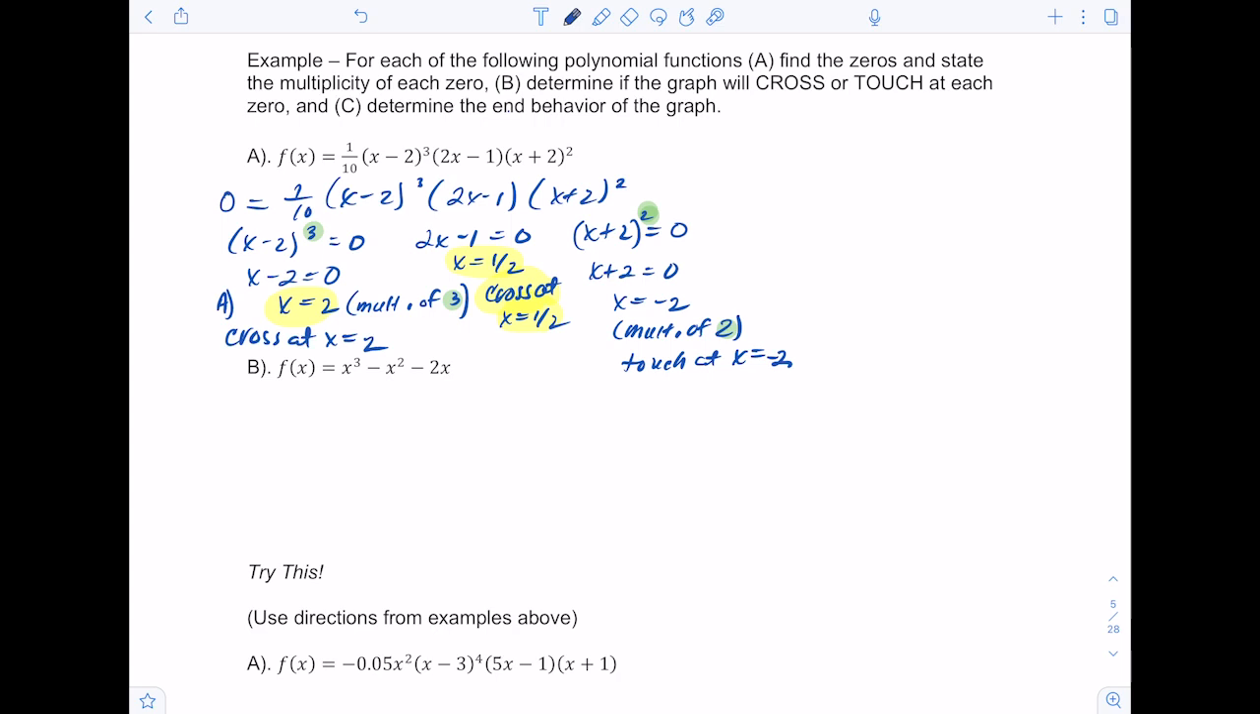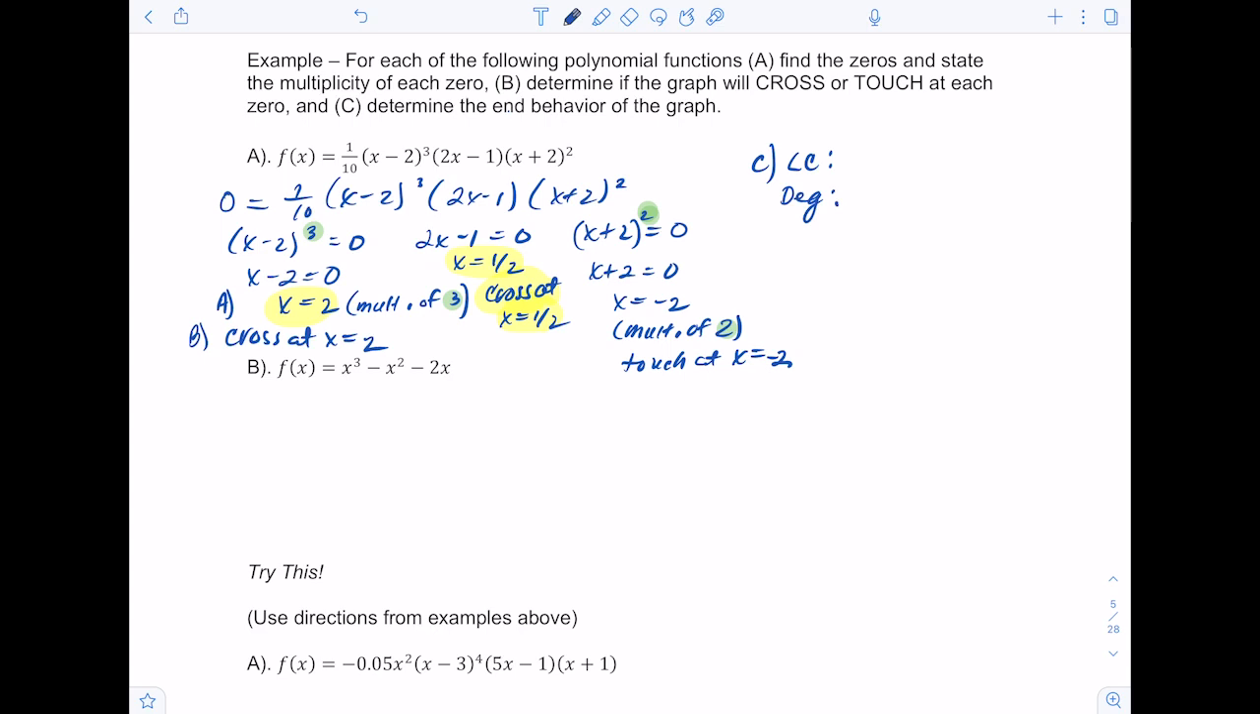And then it crosses and touches at certain points. And then letter C is the end behavior. So for end behavior, remember, I need to know 2 things. I need to know the leading coefficient, if it's positive or negative, and the degree, if it's even or odd.